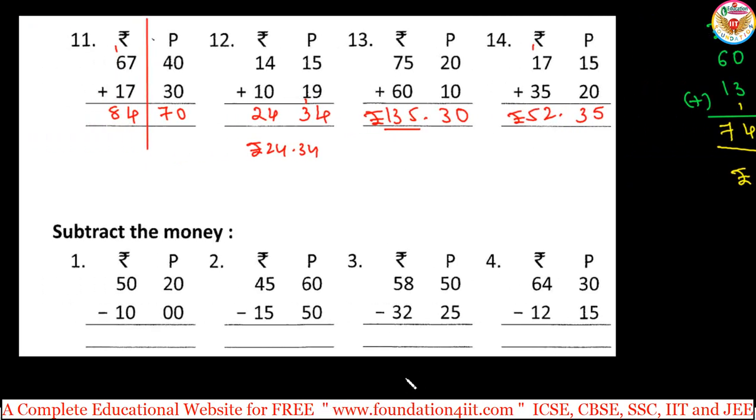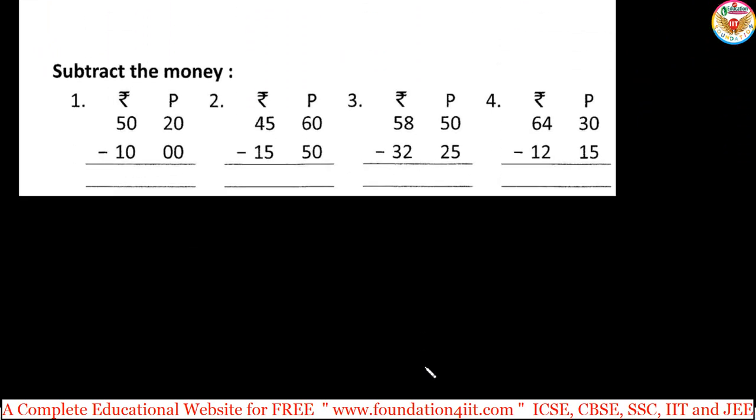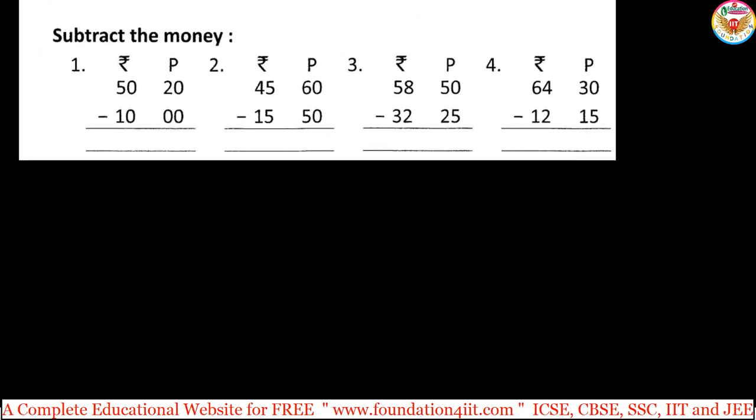Similarly, even subtractions. Subtraction of money. If you observe, 0 minus 0. Same, from the right side you should do one by one. 2 minus 0 is 2. 0, 4. Finally, this is 40 rupees, 20 paisa. Okay. 0, 1, 0, 3. That is rupees 30.10.